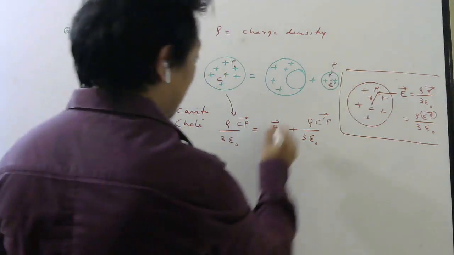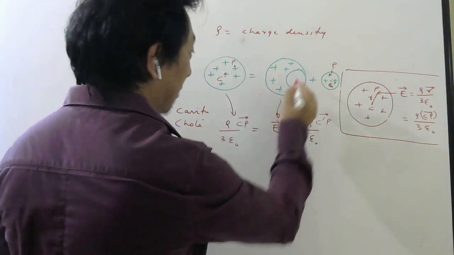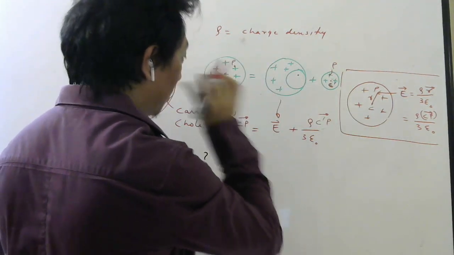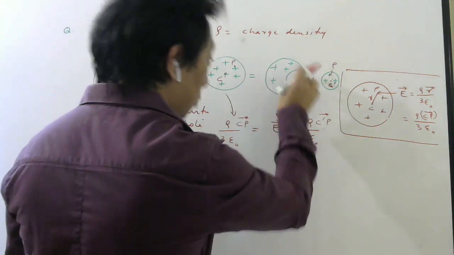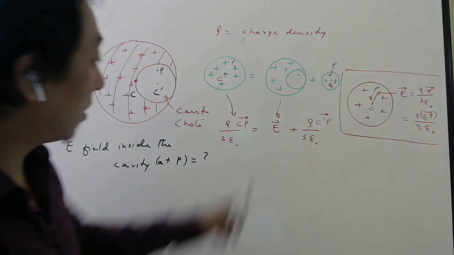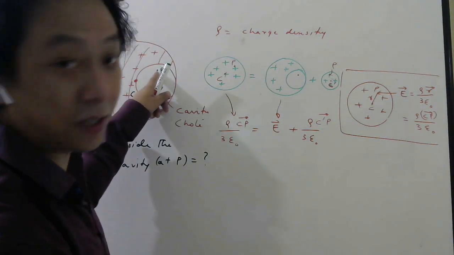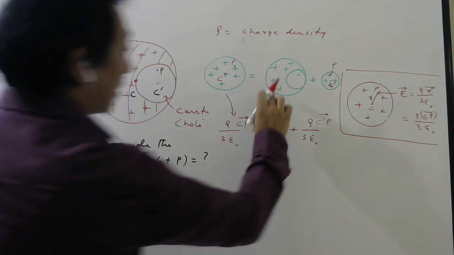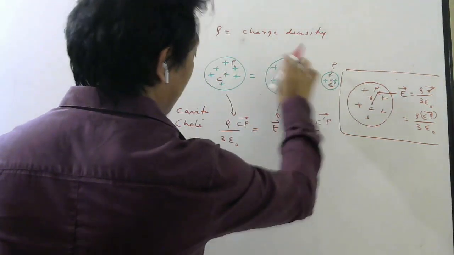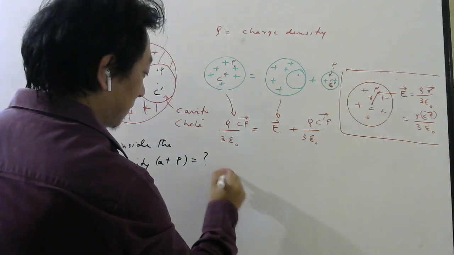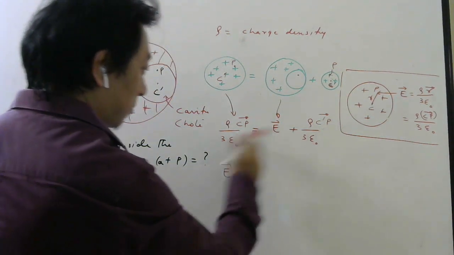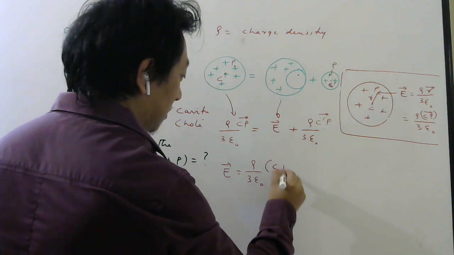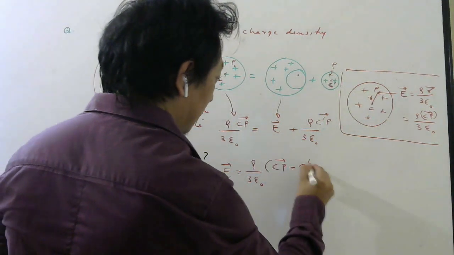So I want this electric field at P due to, not cavity, sorry, due to the sphere with cavity. So I want the electric field at this point inside the cavity due to this charge, which means this electric field due to this I want. So if I rearrange this and bring this to this side, I'll get rho by 3 epsilon naught times CP vector minus C dash P vector.